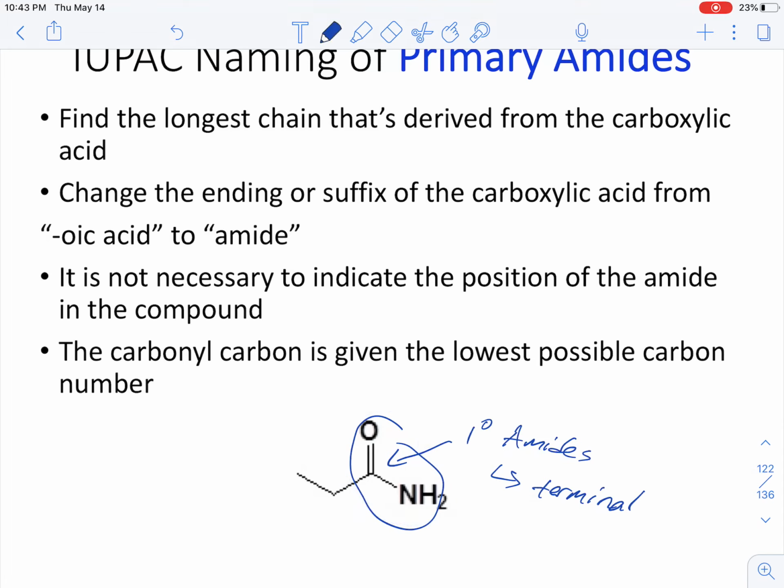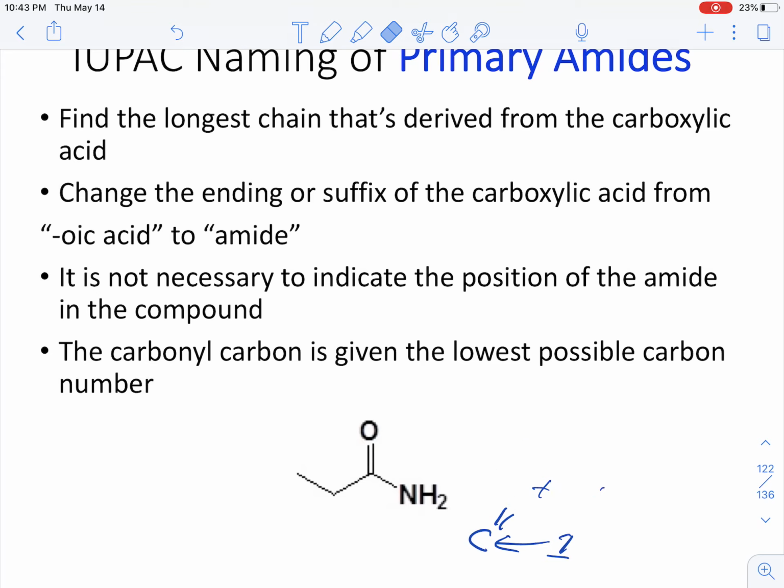So the carbonyl carbon is going to be carbon number 1. And we'll go through some examples to highlight this. Actually, we'll name this one.